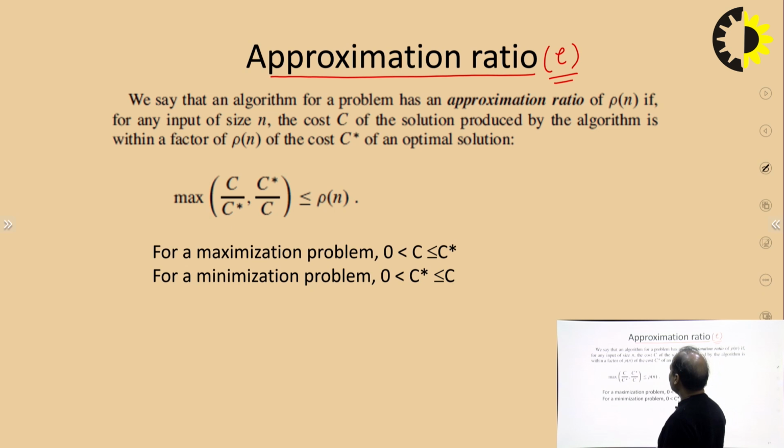So this approximation ratio is defined as the maximum of C by C star or C star by C, where for a maximization problem we know that C star is higher than C, so this is for maximization. C star is higher than C because we are interested in getting this value greater than or equal to 1. For a minimization problem, definitely C star is lower than C.